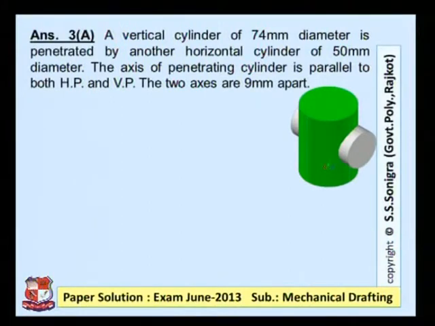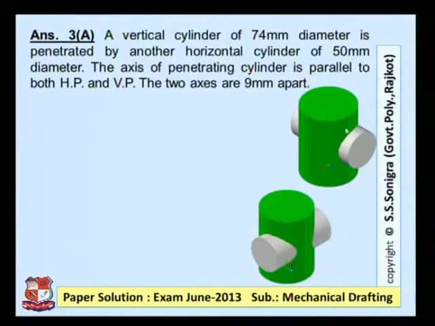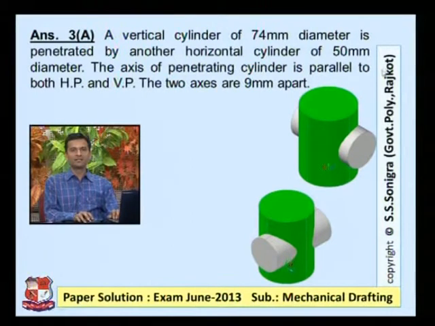This is the intersection of two cylinders. This green colored cylinder is 74 mm diameter cylinder or vertical cylinder. White cylinder is another cylinder, horizontal cylinder, diameter 50 mm. The distance between the axes of both the cylinder is 9 mm as shown in this diagram. So here this is the first case where the white cylinder is behind this green cylinder, and second case would be like this. White cylinder is towards us. Here the white cylinder is away from us, and here is towards us.